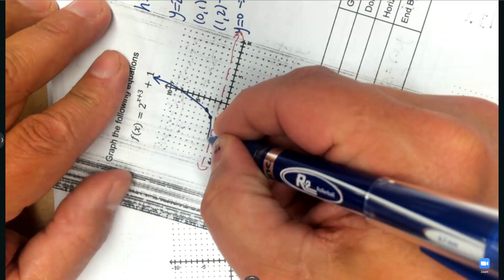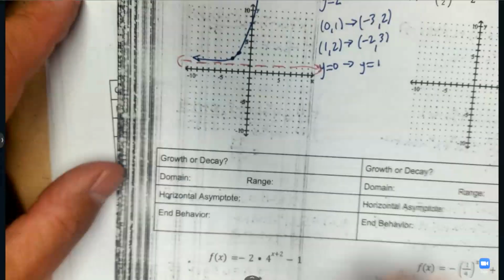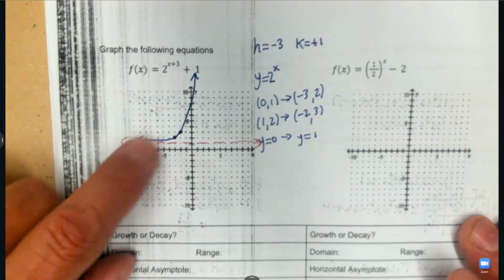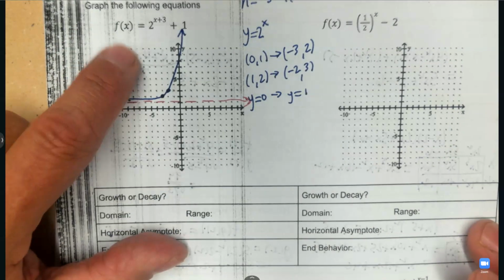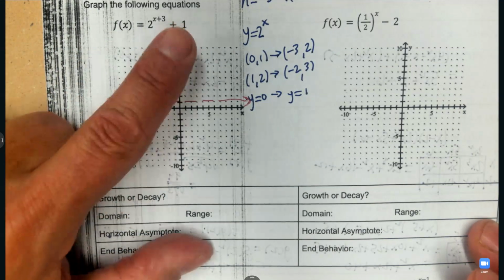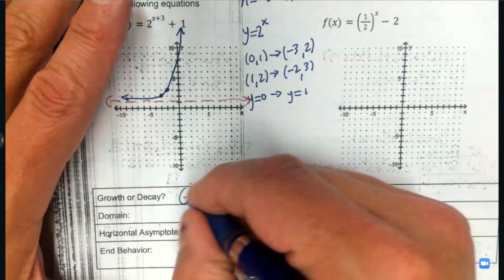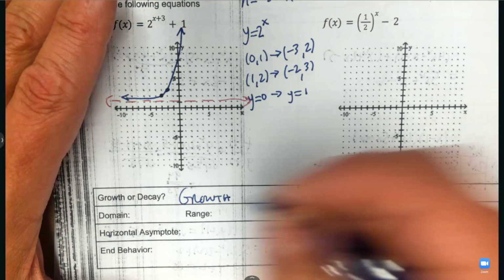And then to the left, it's going to follow the asymptote. It's going to go flat. So an exponential is flat on one side and rises on the other side. If you want to know if this is a growth or decay, is it rising or falling? And you can see it's rising. We call that a growth function.